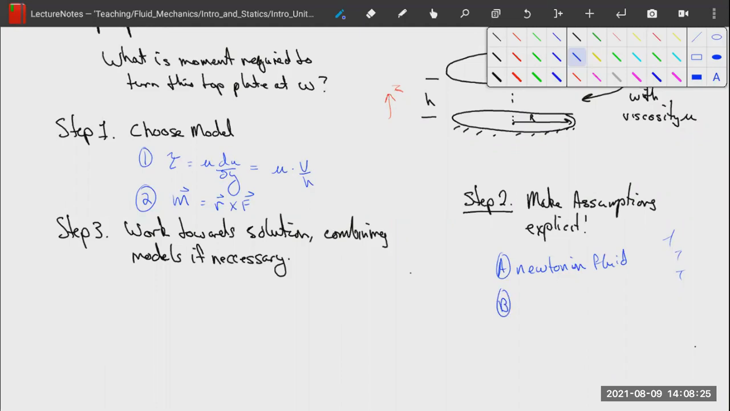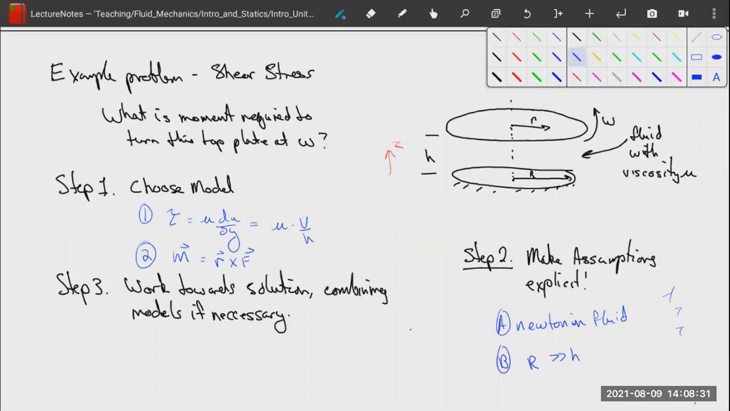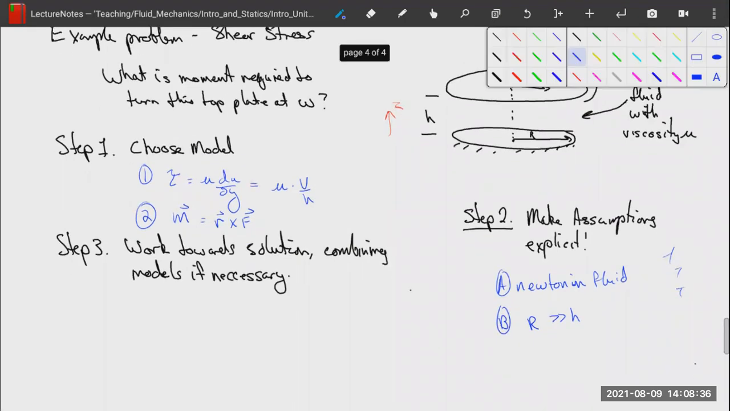B, and this is a really important one, our radius is much, much greater than our height. So that means the distance between our plates is small compared to the radius of the plates. And what that means is that we can ignore a lot of the stuff that happens at the edge of the plates, because what happens on the inside is going to dominate the behavior, right?